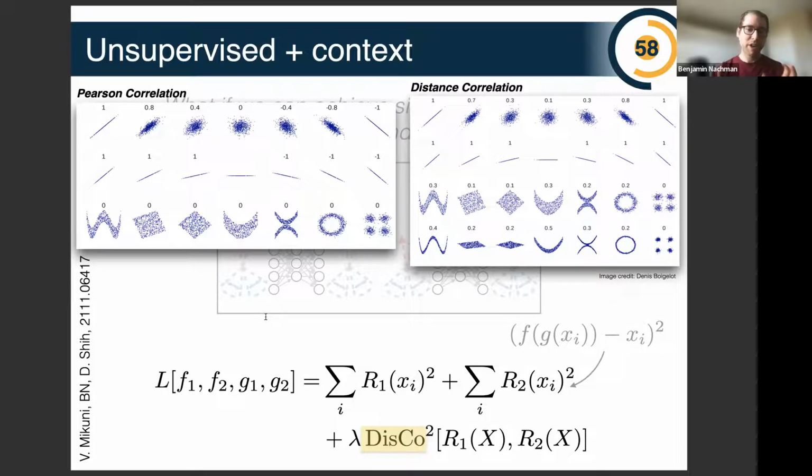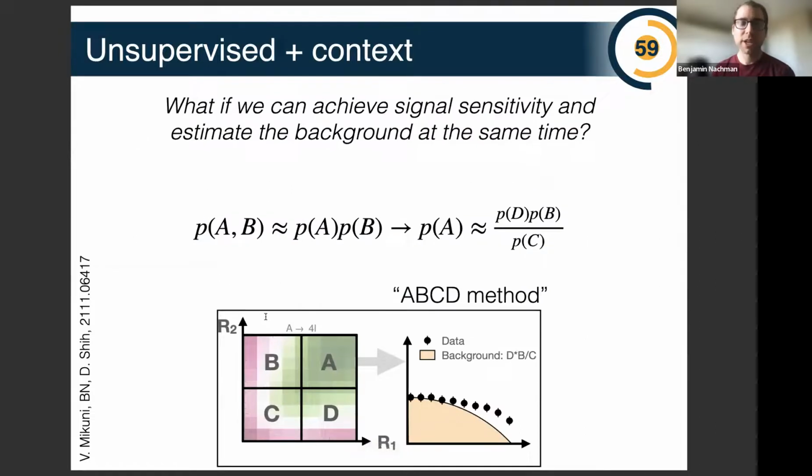So the first step is we train two autoencoders such that the reconstruction losses are independent. Now, why would I want to do that? The answer is because I want to use those reconstruction losses to estimate the background. So how does that work? We can do that with a method that's very common in particle physics called the ABCD method, which is basically a class of matrix methods that I mentioned earlier in the talk.